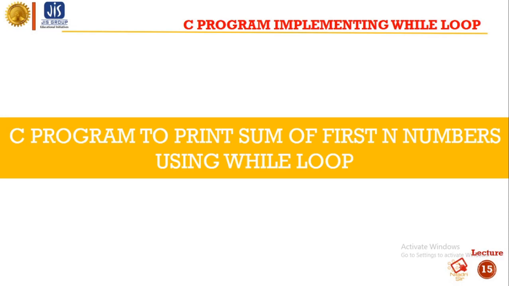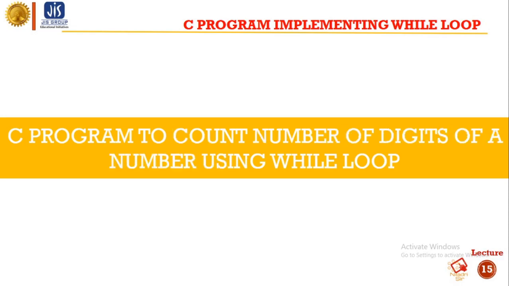So this was the program to print the sum of first 10 numbers using while loop. Hope you have understood it. The next program is to count the number of digits of a number using while loop. The objective of this program is, if the number is 123, we have to find out how many digits are there. There are only 3 digits, that is 1, 2 and 3, so the result will be 3.